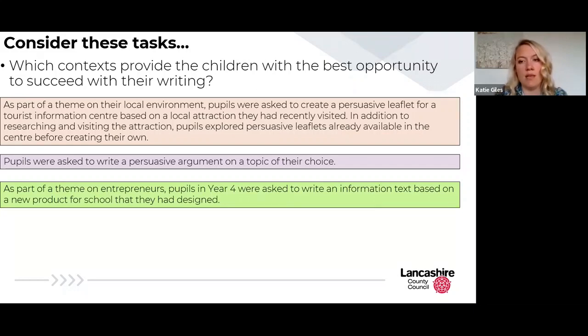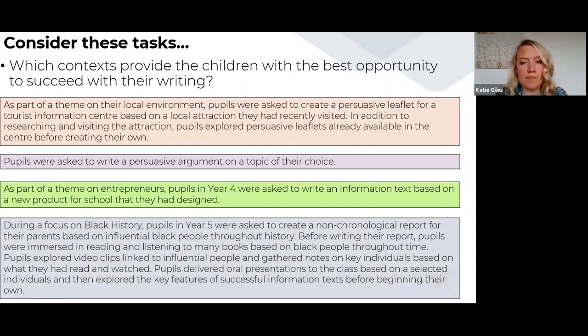Are they writing that information text for children in year 2, or are they writing that information text for the head teacher? So again, being very clear in terms of both the purpose and audience can support children in creating good outcomes. Let's have a look at the final one. During a focus on Black history, pupils in year 5 were asked to create a non-chronological report for their parents based on influential Black people throughout history.